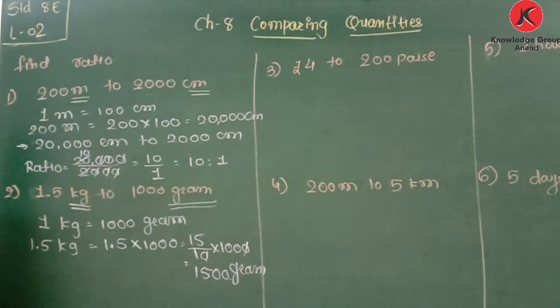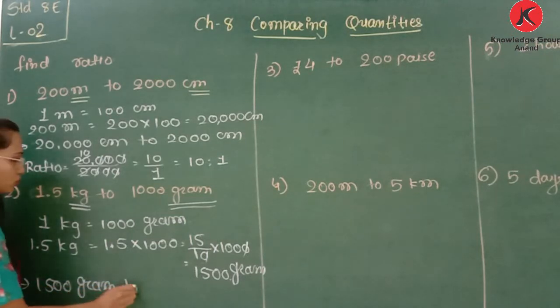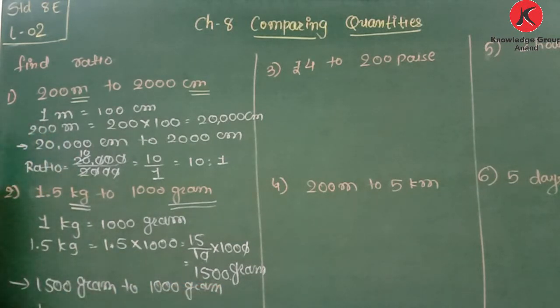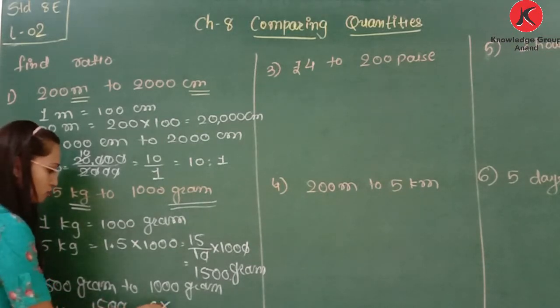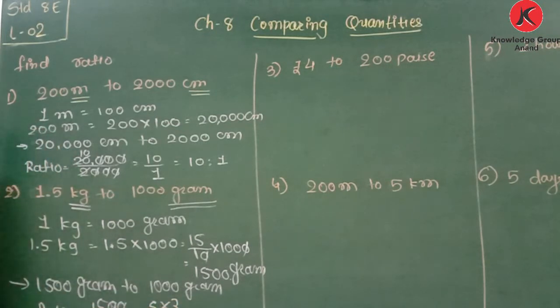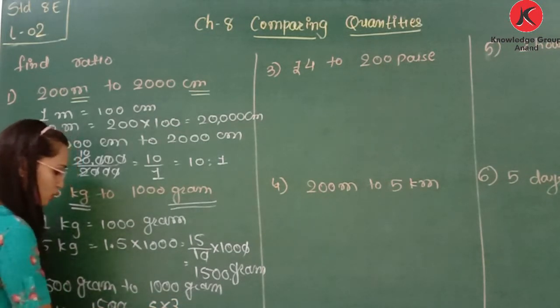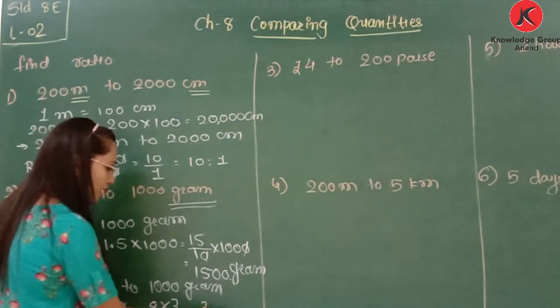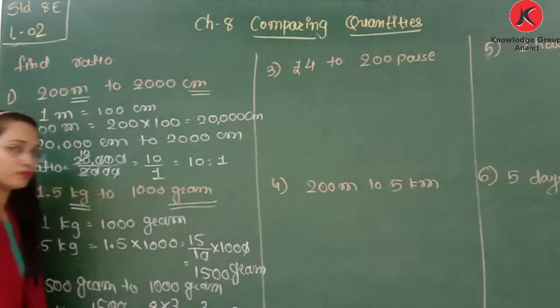So which ratio do we need to find? 1500 gram to 1000 gram. So ratio is equal to 1500 divided by 1000. Now we can cancel out these 2 zeros. Find the factor of 15. 5 3s are 15. Now in the denominator we have 10. So the factor of 10 is 5 2s. So 5 is a common factor, so we can cancel it out. So it is 3 by 2. So as a ratio we can write it as 3:2.